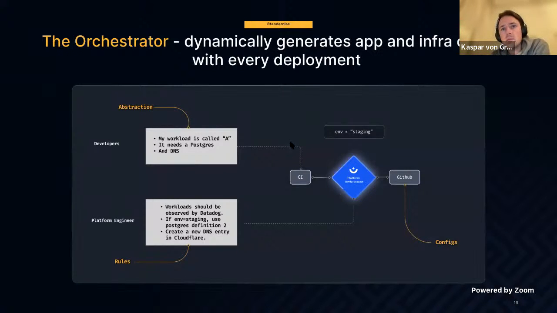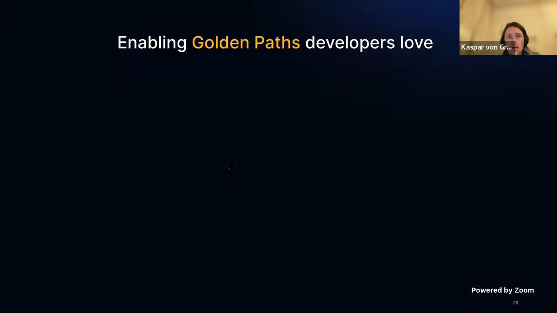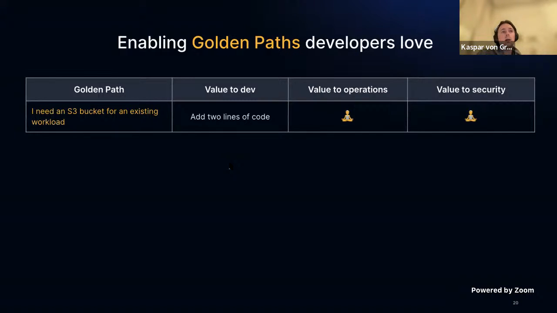Now, the abstract request goes through CI, the orchestrator sits post-CI, gets the deployment metadata, reads the rules. My workload should be observed by Datadog. When environment type is staging, I need the Postgres definition too. If a new DNS is requested, I need Cloudflare. And now it actually recompiles everything, builds this, policy checks this, and off we go. And now here we go. We have the golden paths now.